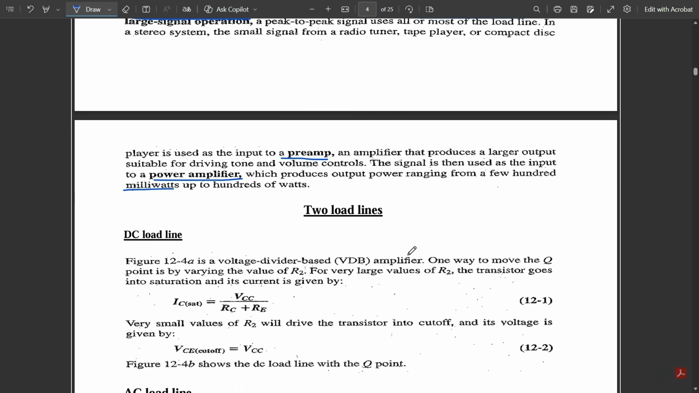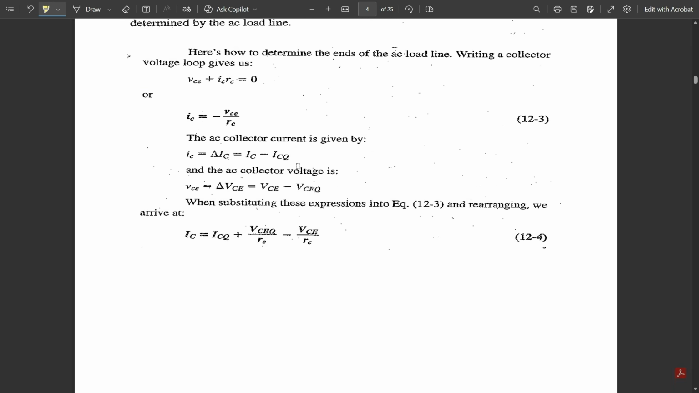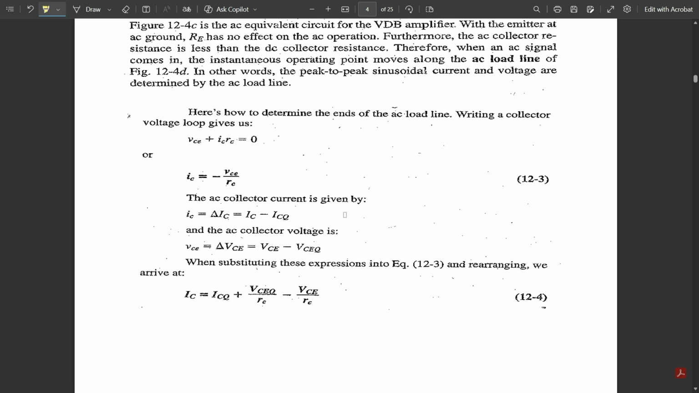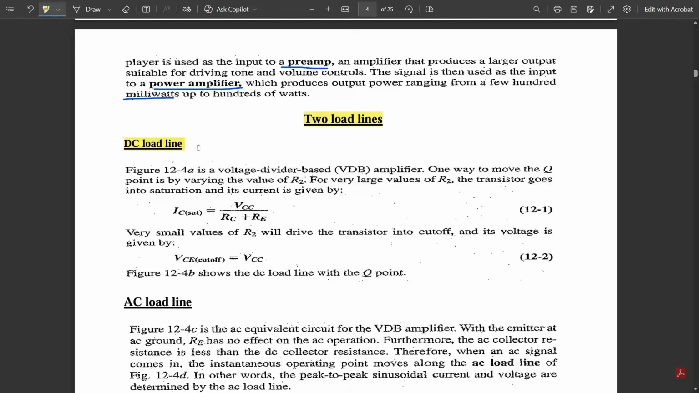Okay, now load lines, there are basically two load lines. One is the DC load line and the other is the AC load line, that we'll discuss now. First is the DC load line. In the DC load line, figure 12.4a is the figure of a VDB amplifier, a voltage divider bias circuit.